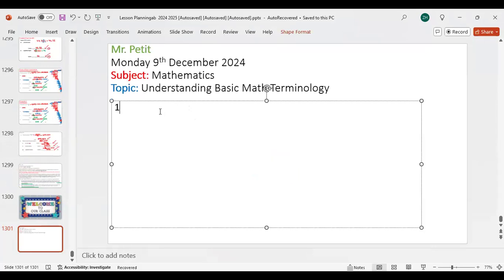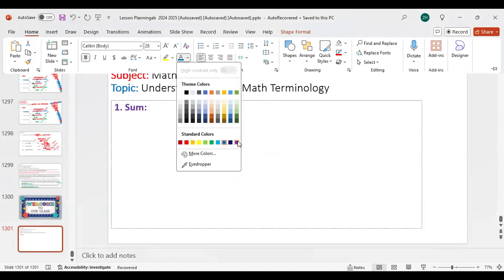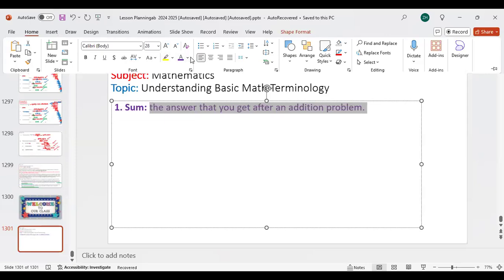Okay. All right. So the first thing is a sum. What do we mean by a sum? The answer for addition. Very good. So the sum is the result or the answer that you get after an addition problem. Simply put, that's what we mean by a sum. Do we all agree with that? You are all familiar with that word, sum. Yes, sir.